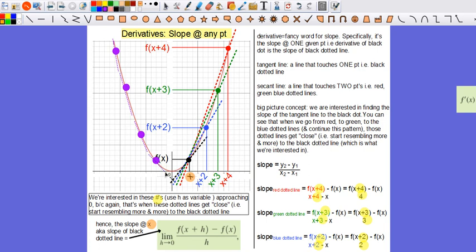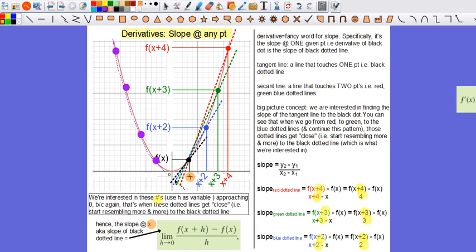Those purple dotted lines that I just drew are called tangent lines. Those are lines that touch only one point. This black dotted line is a tangent line, and these purple dotted lines are all tangent lines. The blue, green, and red are not tangent lines because they touch two points.